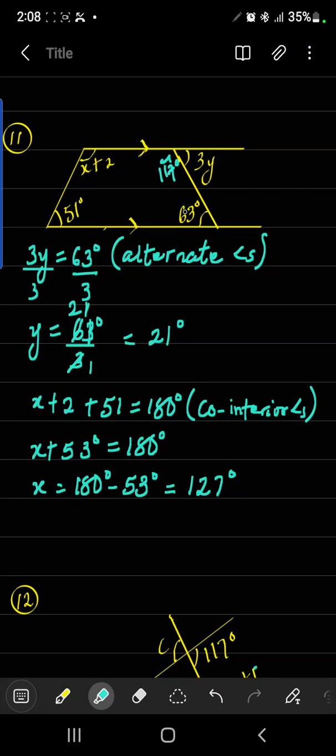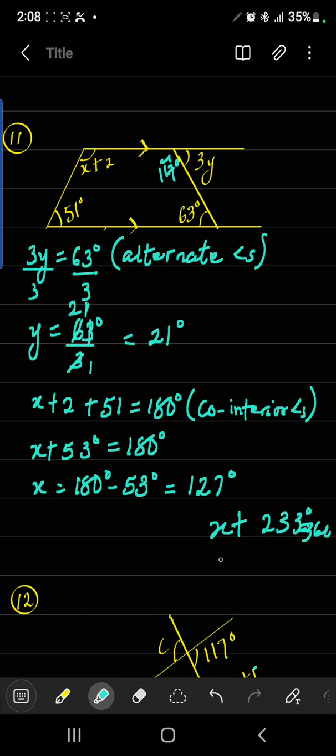So 117 plus 63, that is 180, plus 51 plus 2 is 53. So 53 plus 180, that is 233. If you do your calculation well, that is 233 degrees. So now, that is x plus 233 degrees equals 360 degrees. And that is sum of angles in a quadrilateral, and that is your reason. You write quadrilateral angles. That is the reason you will write there.